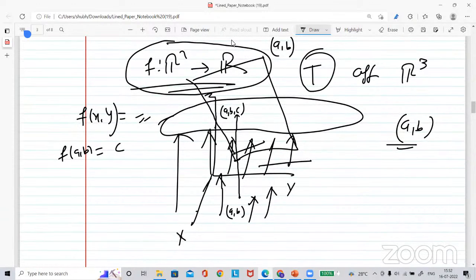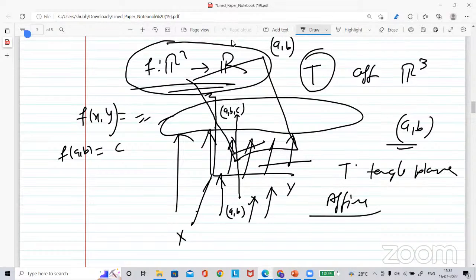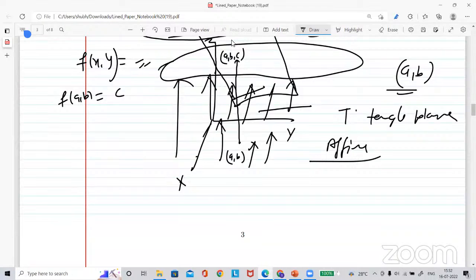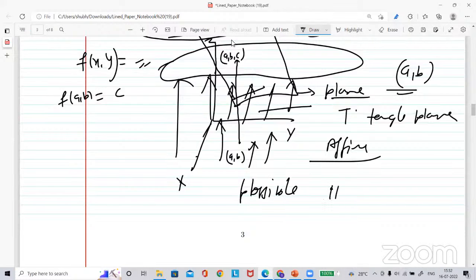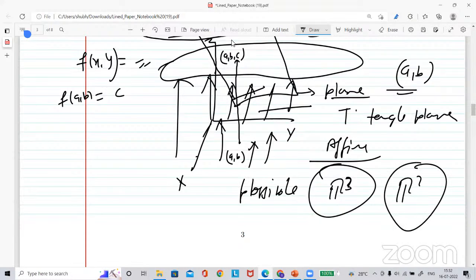Now T is the tangent plane. And remember in affine, what is affine? Affine says this tangent is one kind of plane, right? Tangent means plane, means tangent plane. This is one plane. And revise the possible affine subspaces in R3, what those are. Once you have R3, think of R3 as a vector space. So what are the possible affine subspaces in R3?